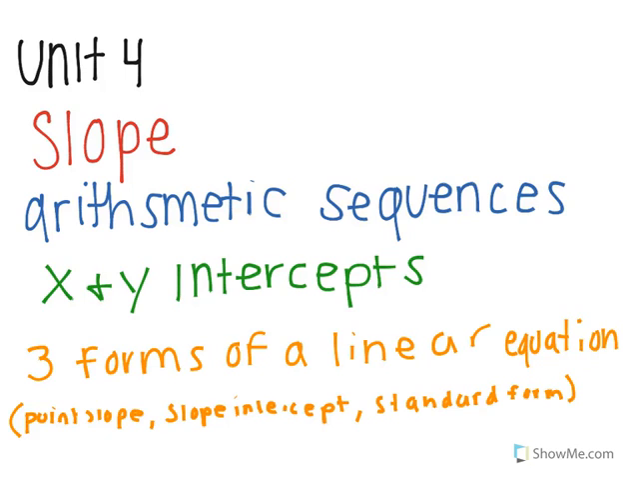Today we're going to go over some Unit 4 topics. This involves slope, arithmetic sequences, going over x and y intercepts, and then learning about the three forms that a linear equation can take, which is point slope, slope intercept, and standard form. Let's get started.